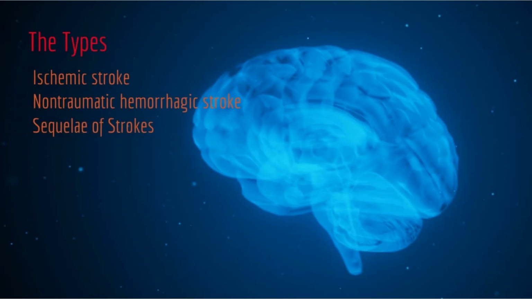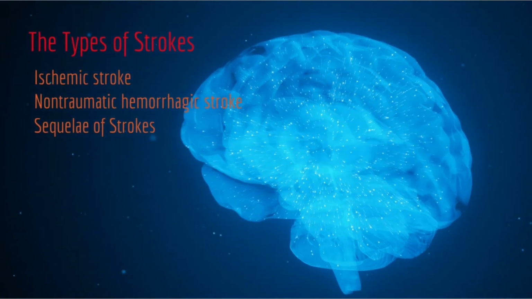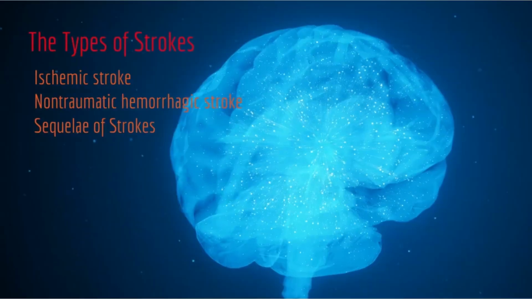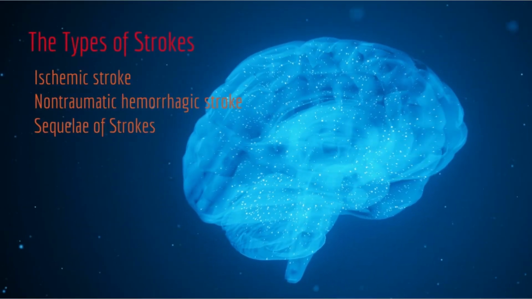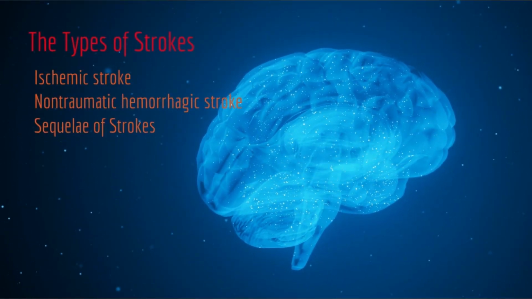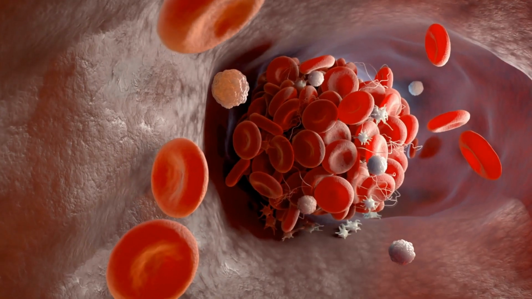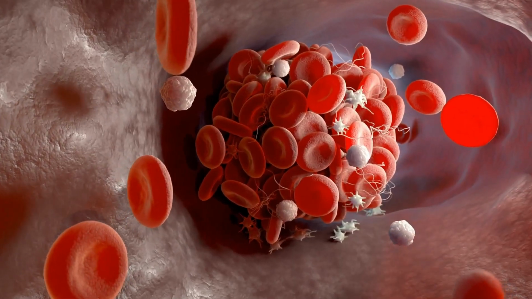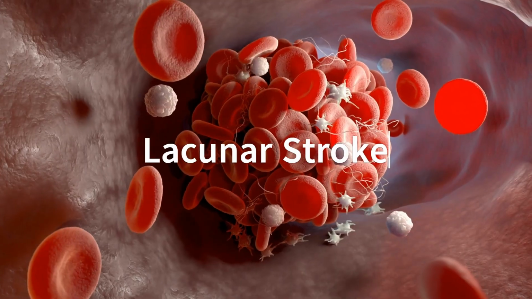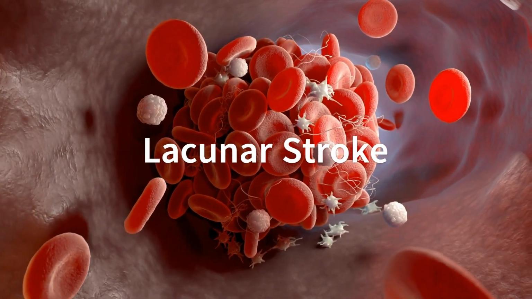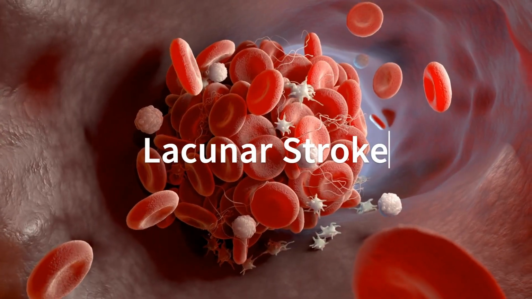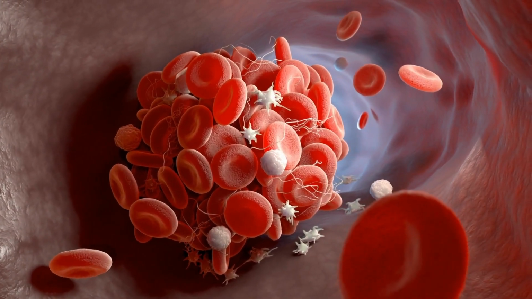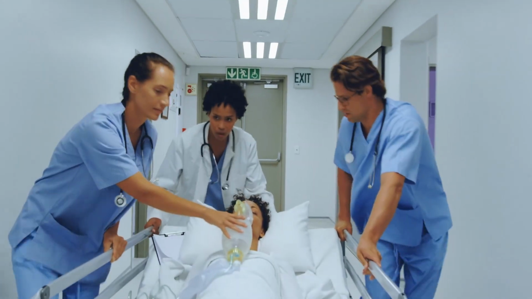Now that we've covered the basics of an ischemic stroke and a non-traumatic hemorrhagic stroke, and we've also touched upon the sequelae of strokes, let's talk about another type of stroke that can occur when a blood clot blocks one of the small blood vessels deep in the brain. This is called a lacunar stroke or lacunar infarct. The term lacunar describes an infarct or other lesion that resembles a cavity or hole in brain tissue. These types of strokes are medical emergencies that are life-threatening.